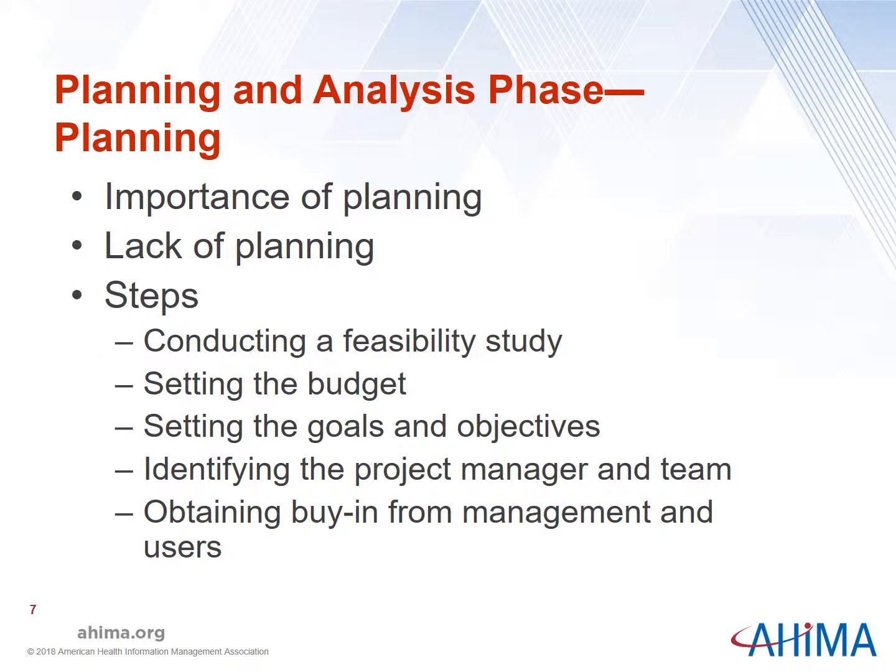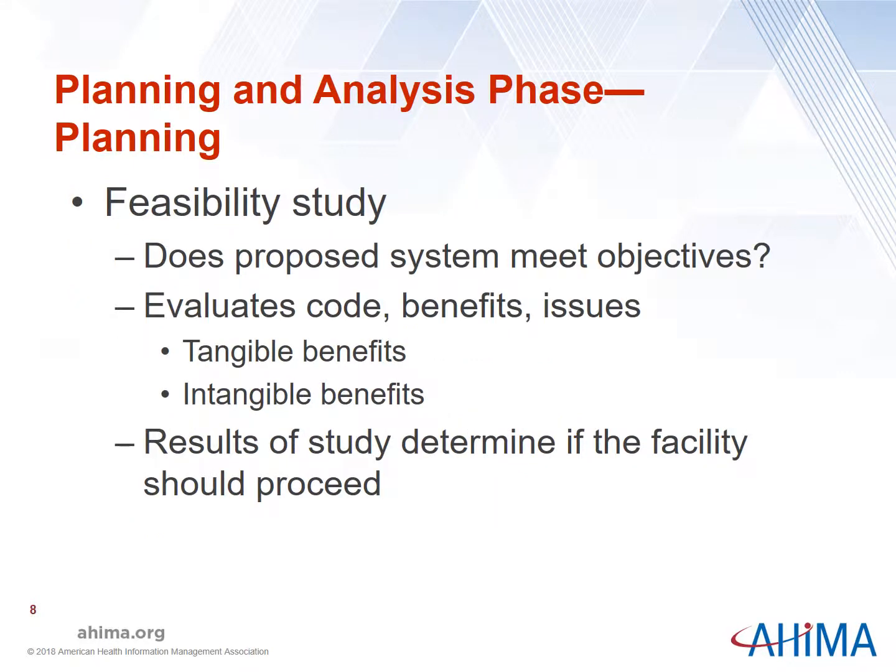Planning for an IS is a complex process and involves the following steps: conducting a feasibility study, setting the budget, setting the goals and objectives, identifying the project manager and team, obtaining buy-in from management and users. Conducting a feasibility study. A feasibility study is conducted by the healthcare facility to determine if a proposed information system is an appropriate option to meet the objectives of the healthcare facility.